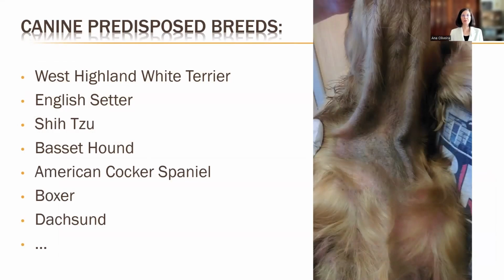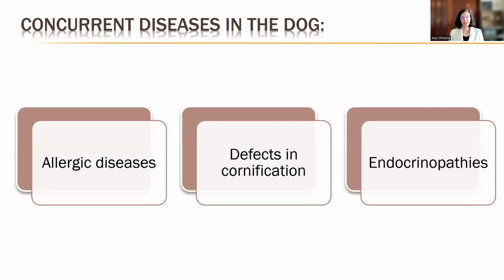Now, we also know from the past that there are breeds that are predisposed to Malassezia dermatitis, and that includes West Highland White Terrier, the English Setter, Shih Tzu, Basset, American Cocker Spaniel, Boxer, Dachshund, amongst other breeds. So the breeds will depend many times on the area of the world where the practice is located, because we know that the breeds vary between countries.